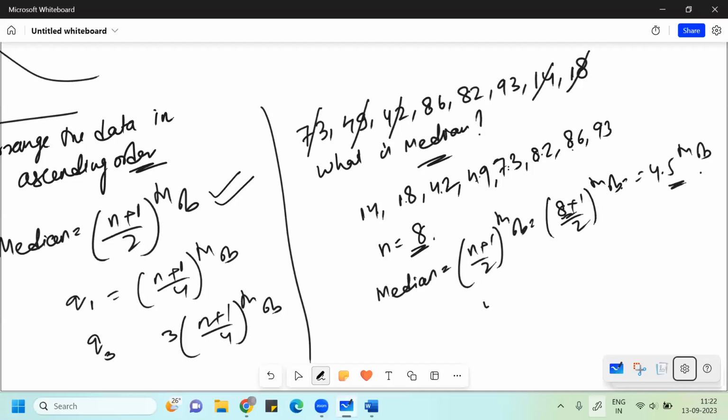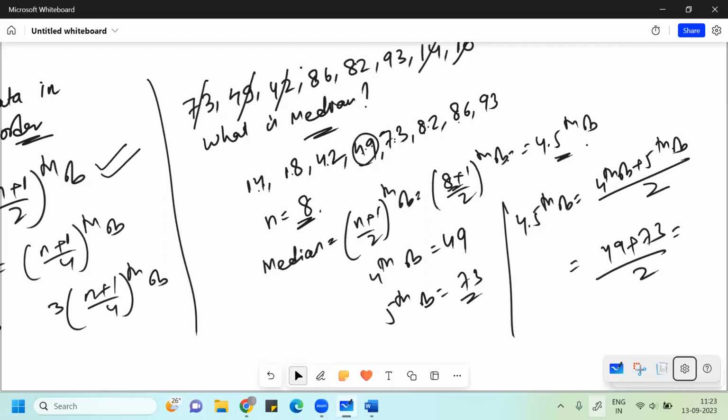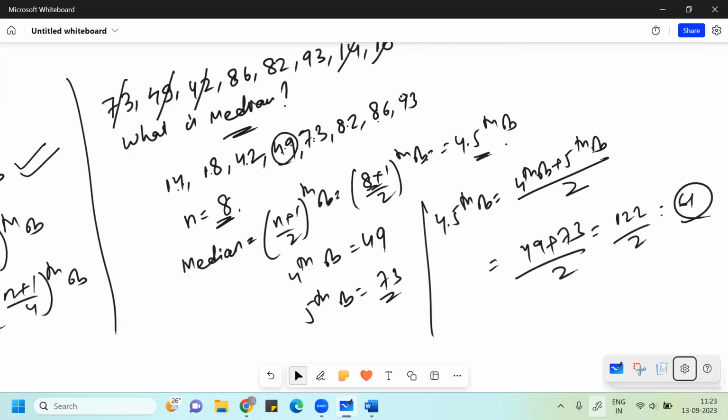What is your fourth observation, guys? 1, 2, 3, 4. The fourth observation is 49. Your fifth observation is 73. Here they're asking us the 4.5th observation. So the 4.5th observation would be the fourth observation plus the fifth observation, by 2. So this would be 49 plus 73 by 2, which is 122 by 2, that means 61. The same logic we use to find the median. Concept of median is clear, right?